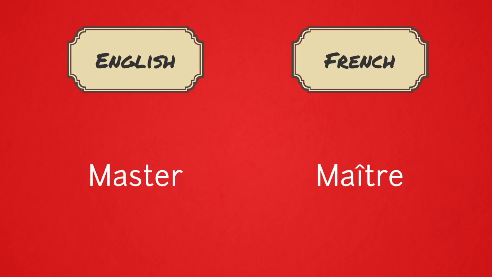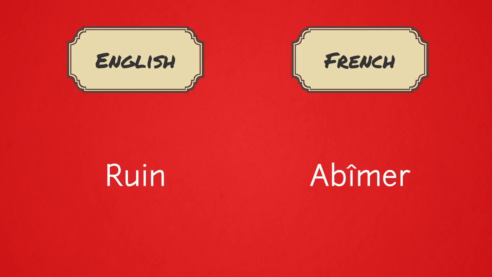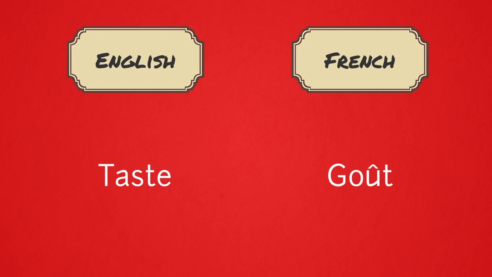Now let's hear the other vowels with the circumflex. Repeat after Julie. Maître. Abîmer. Goût. Brûler.